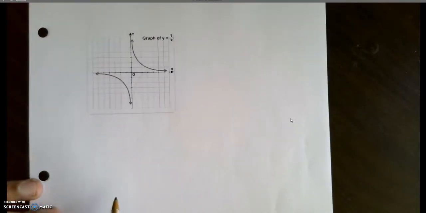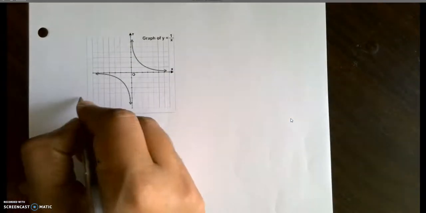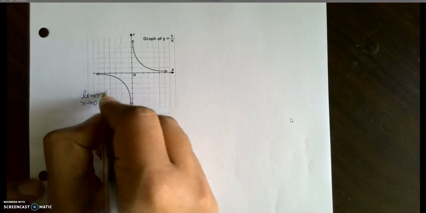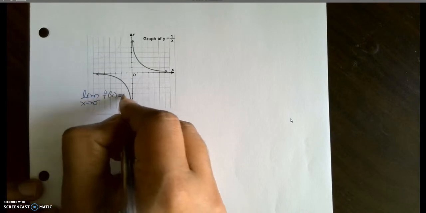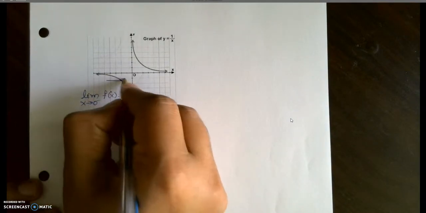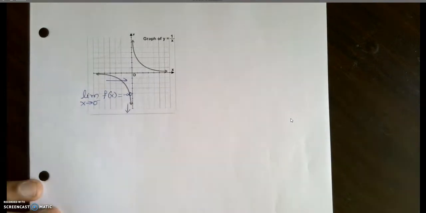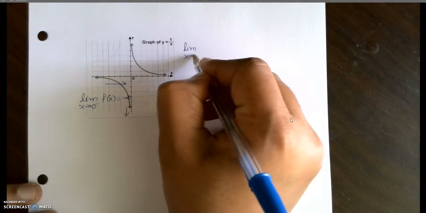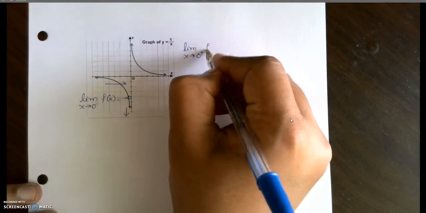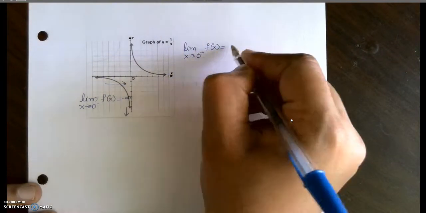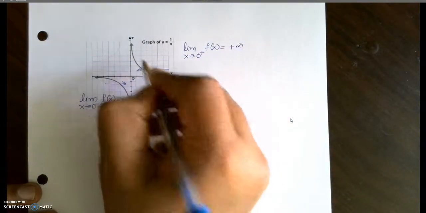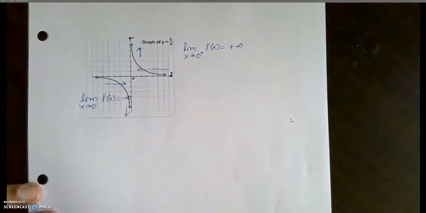This is the graph of y equals 1 over x. You can see that the left hand limit for this function at 0 is going to be negative infinity. That's because as x approaches 0, you can see y goes to negative infinity here. And the right hand limit of the function as x approaches 0 is going to be positive infinity. The reason is, as x approaches 0 from the right, the y value approaches positive infinity.